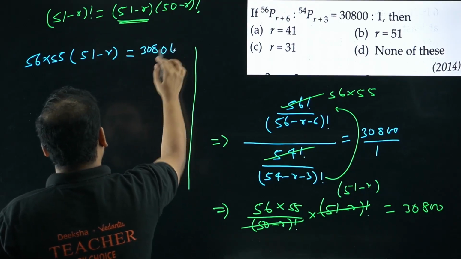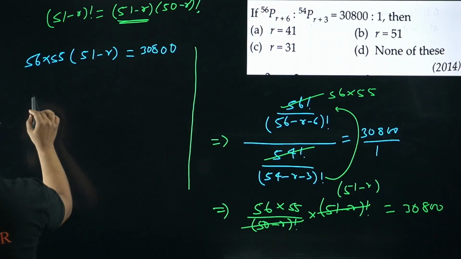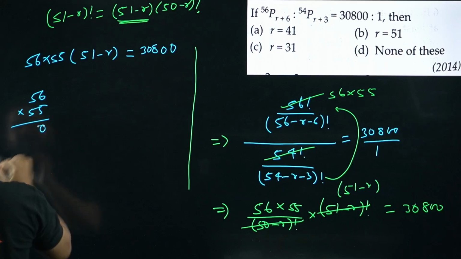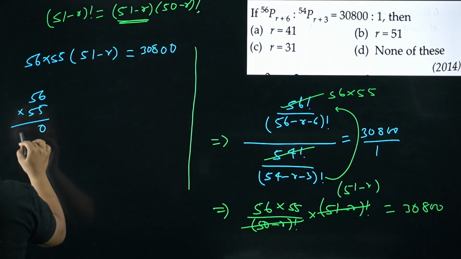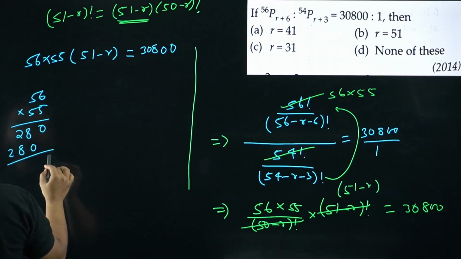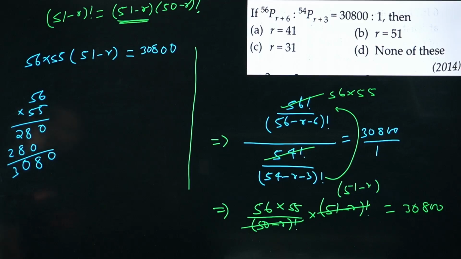30800. Please check. I can multiply these two numbers, 56 into 55. 5 sixes are 30, carry 3, 5 fives are 25, plus 3 is 28. Again the same thing will repeat. I get 3080.